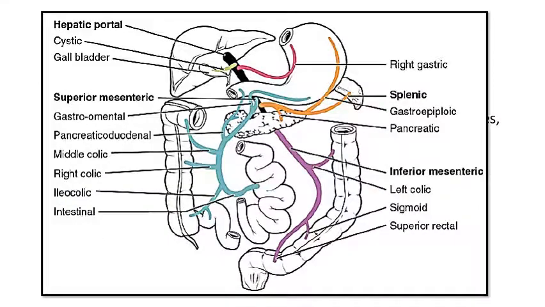Okay, so you're just seeing here where the inferior mesenteric veins go and the superior mesenteric veins. And most importantly here we have the hepatic portal system, right? And all of these veins eventually converge into the hepatic portal vein, which enters the liver on the underside, on the inferior side of the liver.